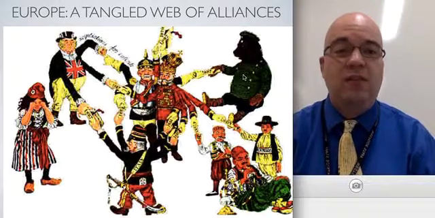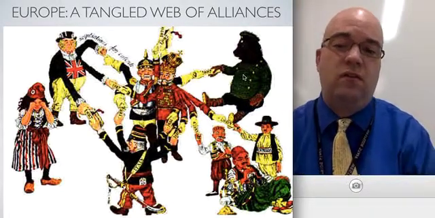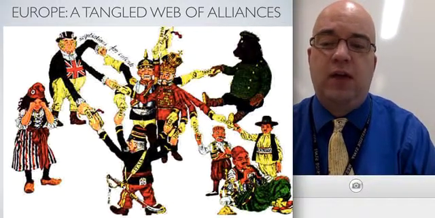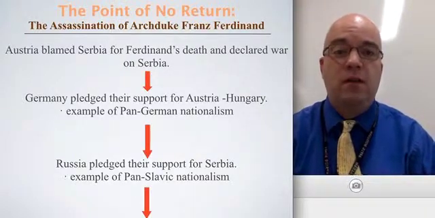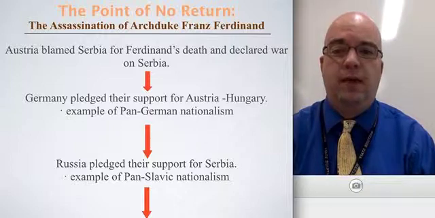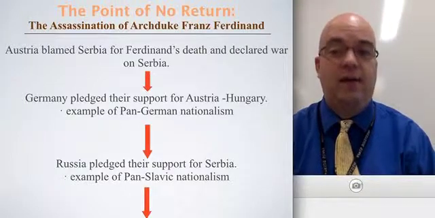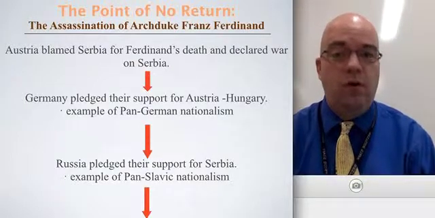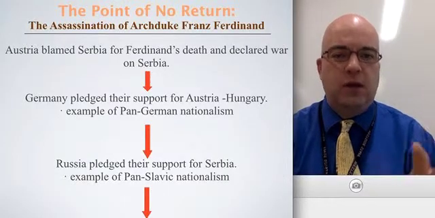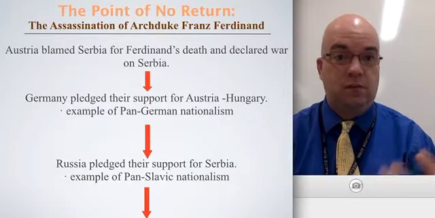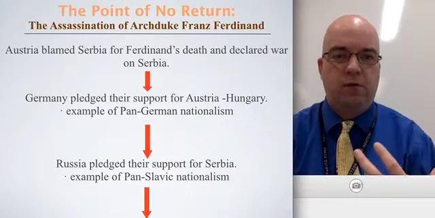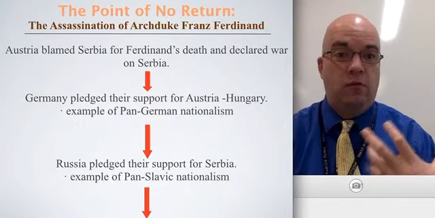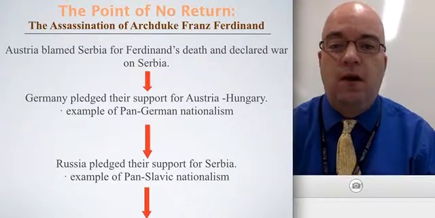And the assassination is going to trigger these alliances to go into effect in kind of a chain reaction. So Austria blames Serbia for the death of Ferdinand and basically ends up declaring war on Serbia. And Germany, who is a close ally of Austria, pledges their support for the Austro-Hungarians, kind of the idea they're both kind of German nationalities. So this is kind of this nationalism that we were talking about earlier, this idea that there's this strong patriotic fervor that their country is right and they're going to support their country.